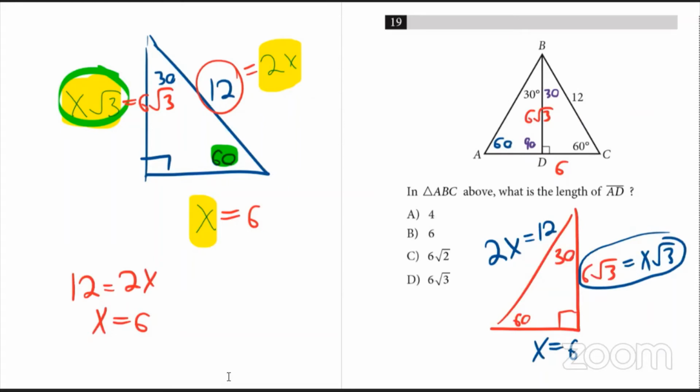So what's the length of AD? AD is this side right here, and that's this part of this triangle that we're working on. So the answer to number 19 is going to be B. Going over to number 20 now.